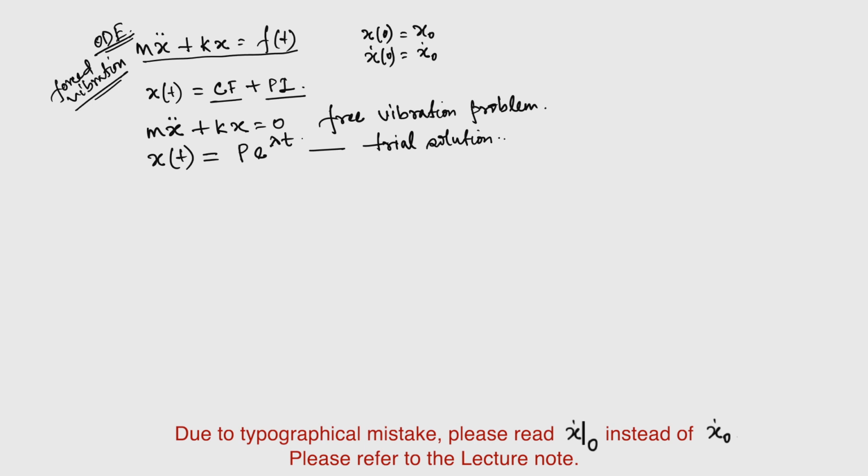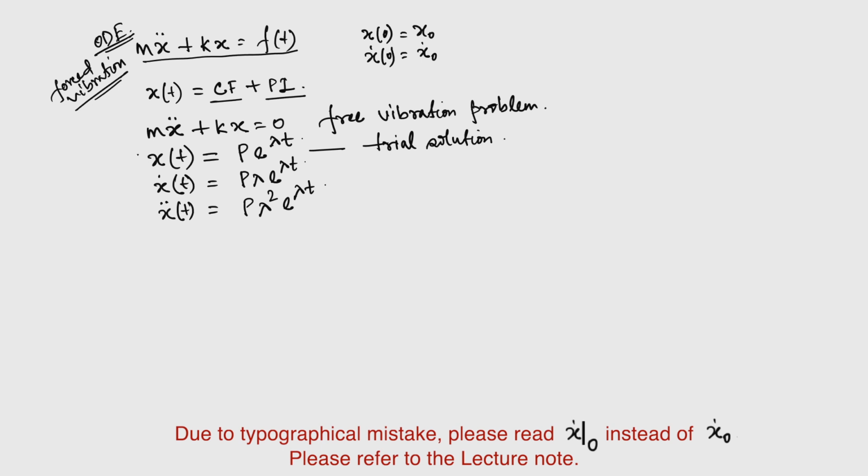So, once we propose a trial solution, our next task is to substitute this expression in the original equation and then see what happens. For that, we have to express x double dot. So, we find out x dot of t. That will be p lambda e to the power lambda t, and then if we differentiate once more, we get x double dot. So, that is p lambda square e to the power lambda t.